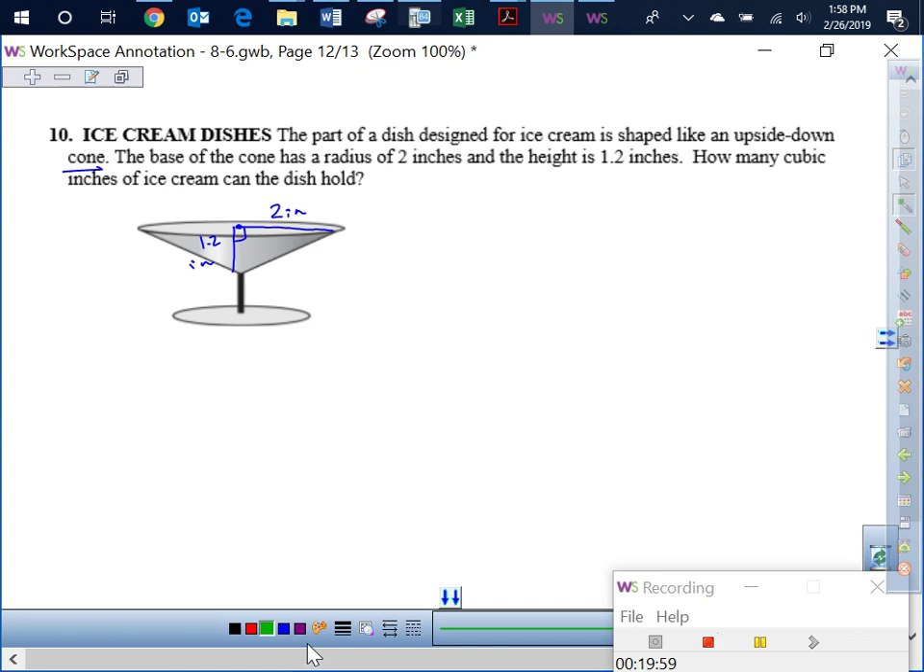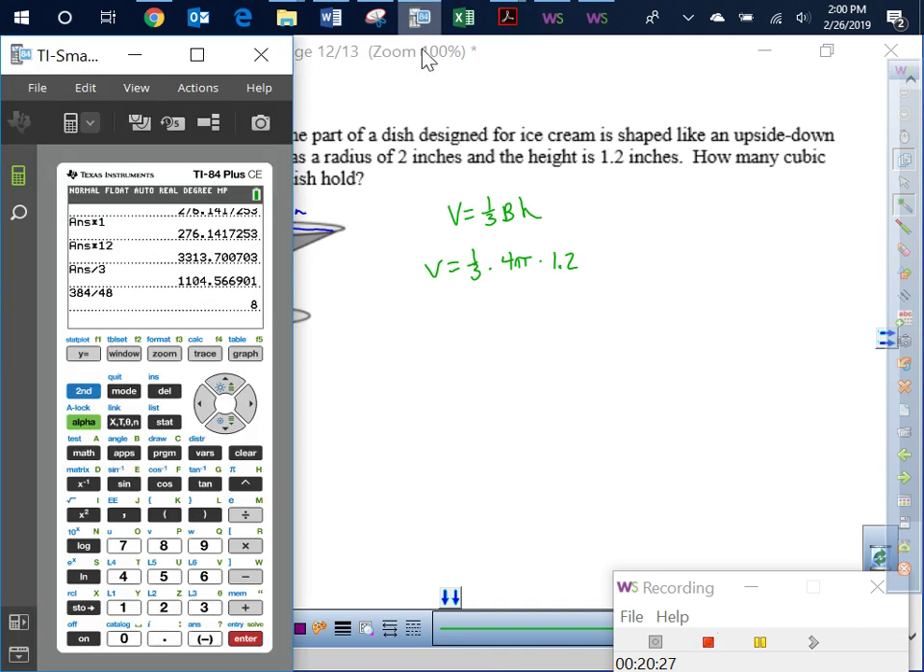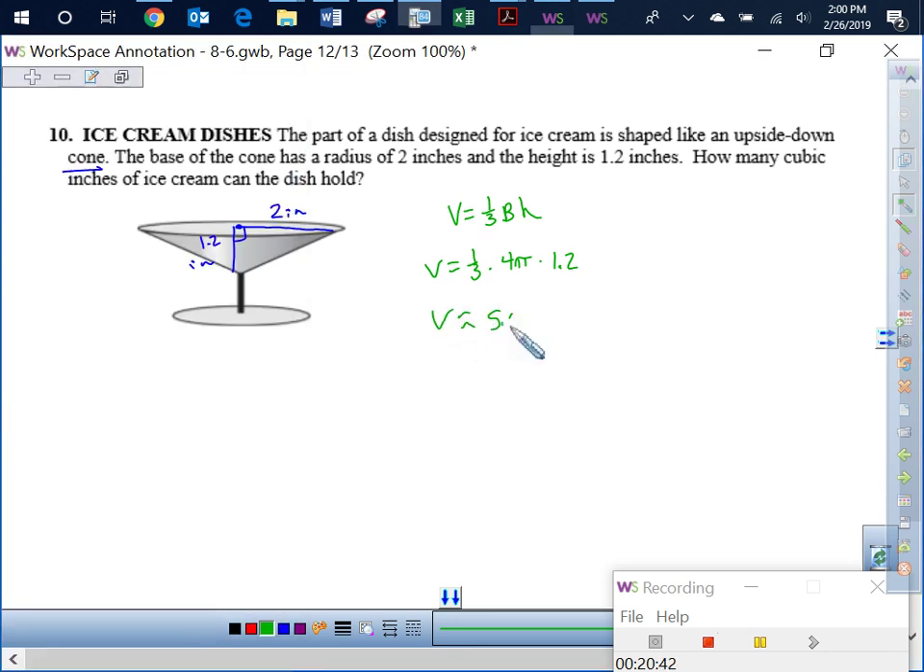And since they want to fill this thing up with ice cream, I think we'll find the volume of this cone. 1/3 base area times height. So 1/3 base area, 4 pi, and the height, 1.2. Mixture of decimals and fractions and pies. Let's just punch this guy in and see what we get. I'm going to save the 1/3 for last, so 4 pi times 1.2. And then I'm going to divide it by 3 and get the volume to be about 5.03 cubic inches.